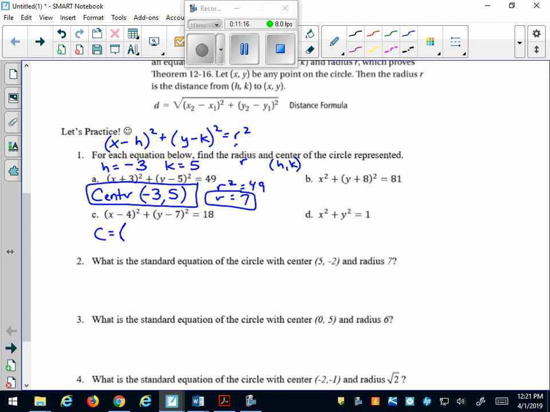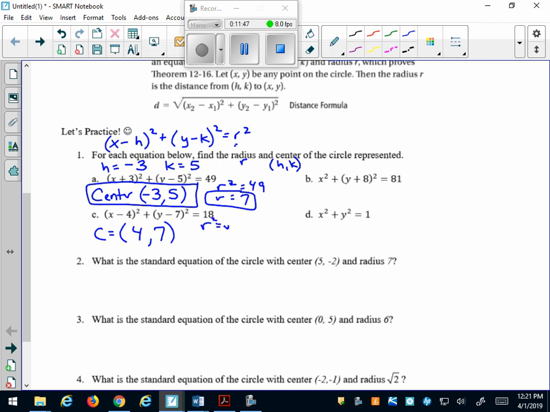Center is at what point? 4, 7. Do you kind of see that the signs are sort of opposite of what you see in the equation, right? When you see a plus, x plus something, then it's going to be a negative x value as your center. And when you see minus, it's going to be a positive value. Okay, so here they were both minus, so the center is +4, +7. All right, and what's the radius?